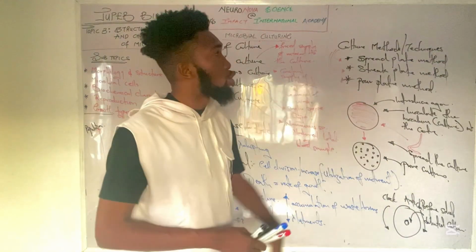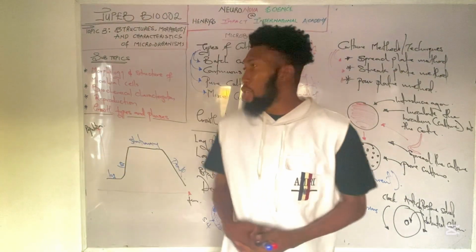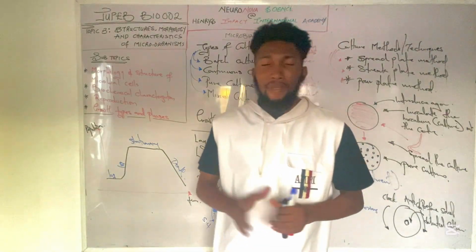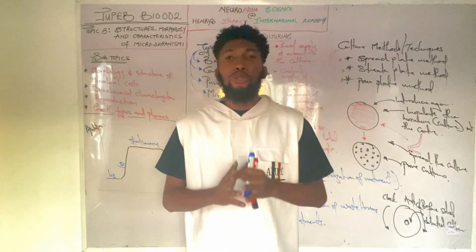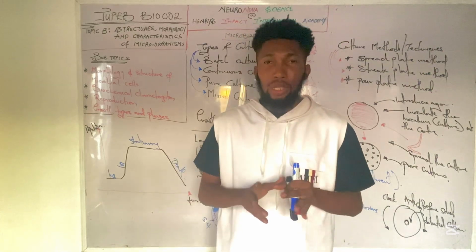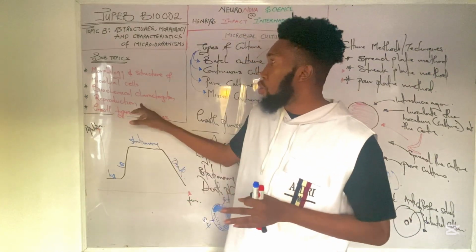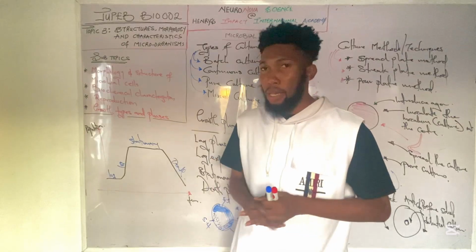So that's the culturing methods. We've looked at the 3 types of culturing method, and I've explained the 4 types of culture we have. So with this, we've come to the end of the culturing lectures, and we will be going into reproduction in the different kinds of microbial cells.